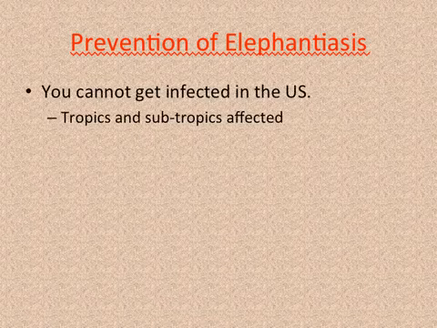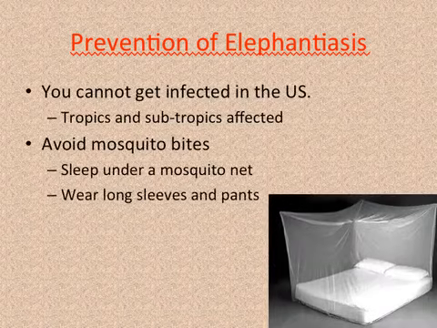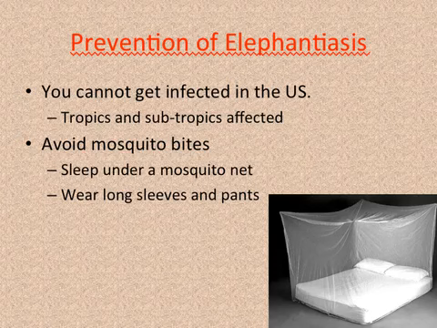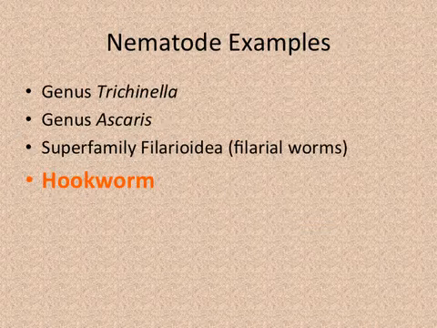How do we prevent elephantiasis? You cannot get infected in the United States. Only the tropical and subtropical areas are affected. But if you ever go, you want to avoid mosquito bites, and you can sleep under a mosquito net and wear long sleeves and pants, and of course, an insect repellent would also be helpful.